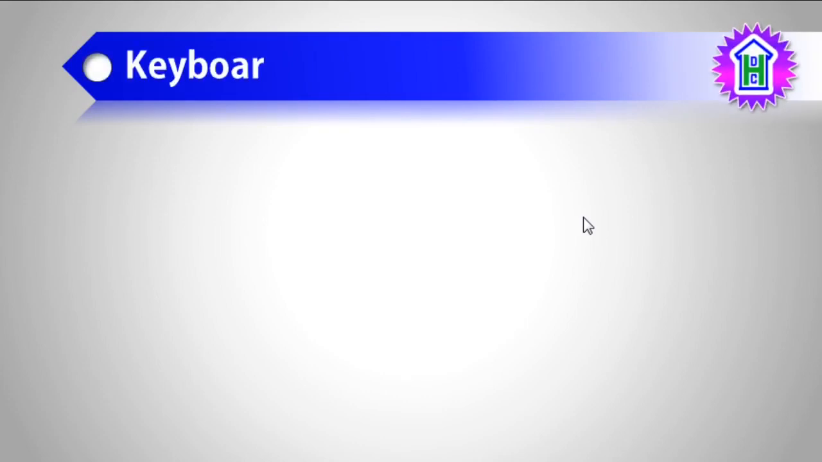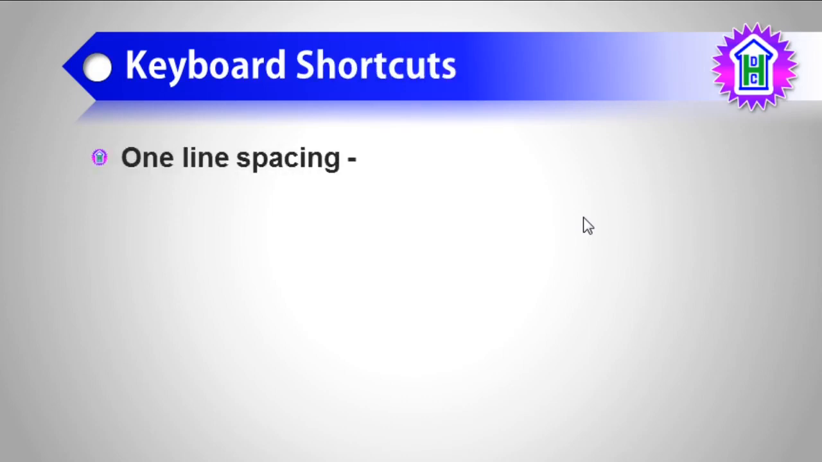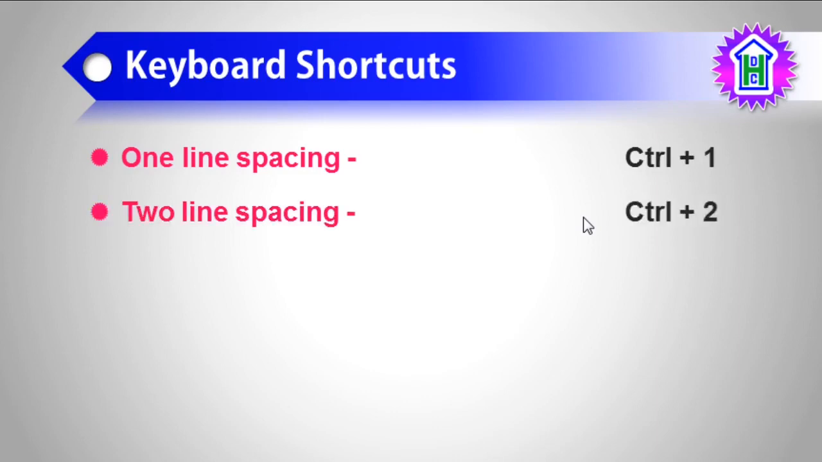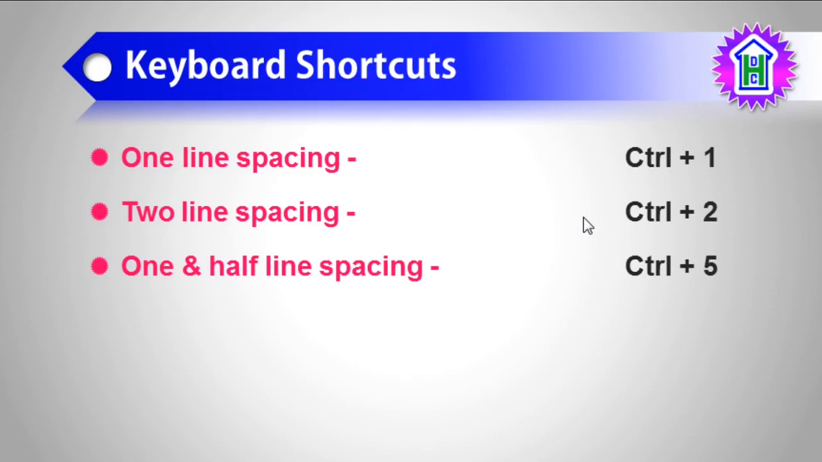The next topic is the last one, and it is all about keyboard shortcuts we can use in this chapter. Suppose one line spacing is to be given in a paragraph. The shortcut will be Ctrl 1. For 2 line spacing, it will be Ctrl 2, and for 1.5 line spacing, it will be Ctrl plus 5.